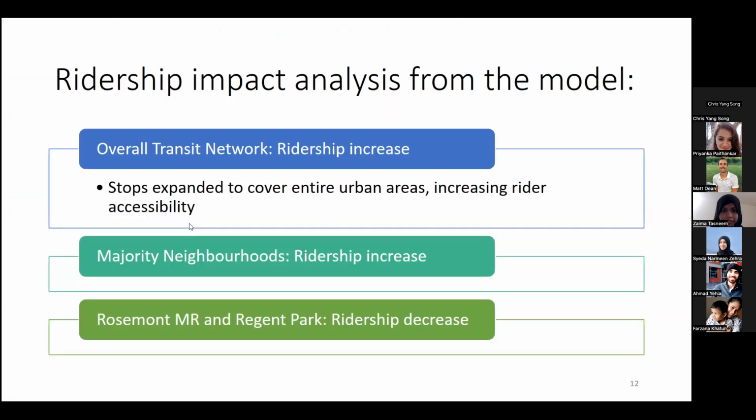So from here, we can say that for the overall transit network, we see a ridership increase. And this is also true for the majority of the neighborhoods, which has boosted the ridership accessibility. But for Rosemont and Regent Park, we see that ridership is going down as a result of implementing this service.